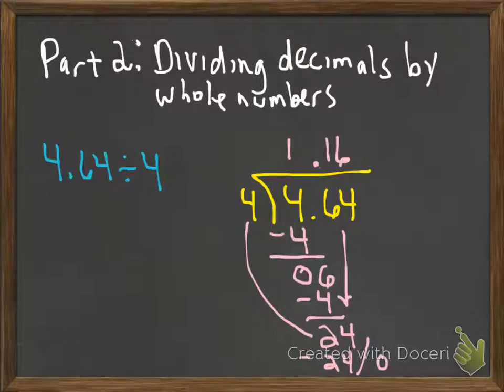You want to keep going if you had a remainder. In this case, if you did have a remainder, you would then insert another 0 here to bring down with that remainder so you can keep dividing. But we didn't have to do that here. So the answer to 4 and 64 hundredths divided by 4 is 1 and 16 hundredths.